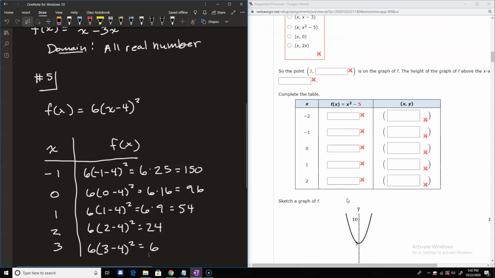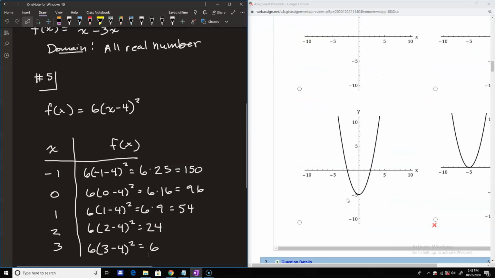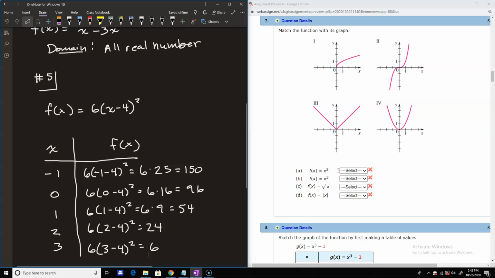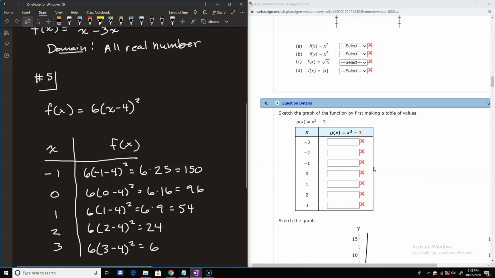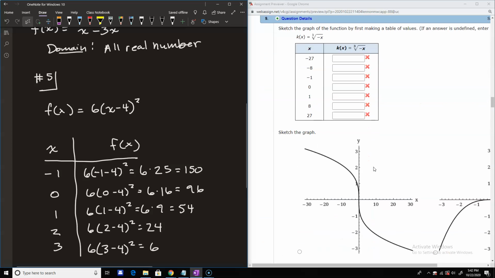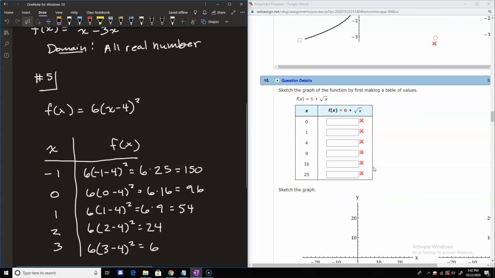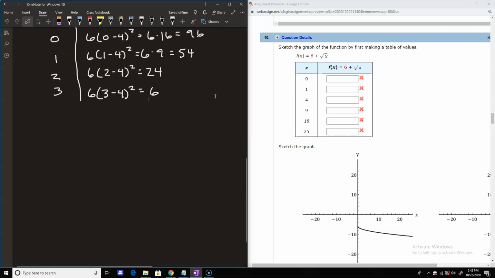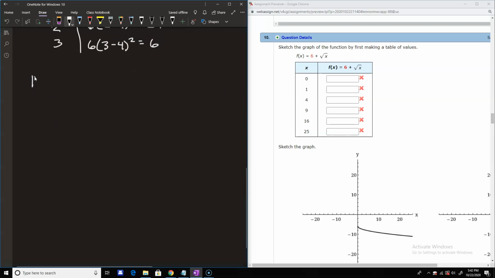Similar thing for number 6, you would just have to graph it. Again, drawing a bunch of graphs and matching them, you can use a program like Desmos, or you can graph them all by hand. So those graphing ones are pretty similar. Let's go ahead and look at 10, just for the heck of it. Let's plug these in and graph them.